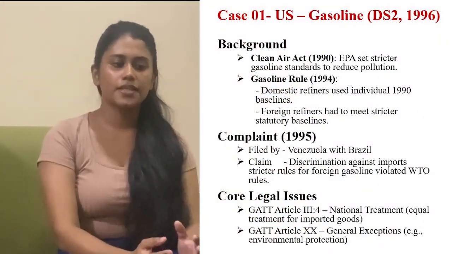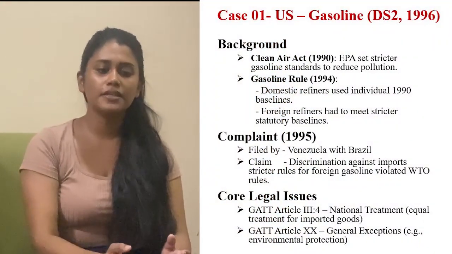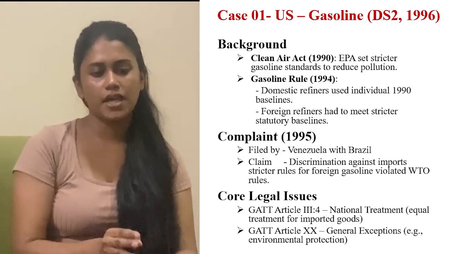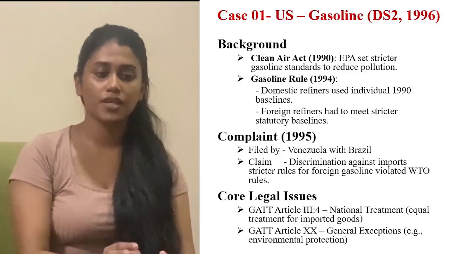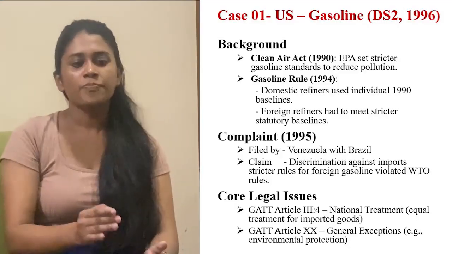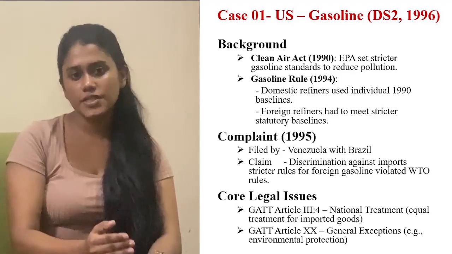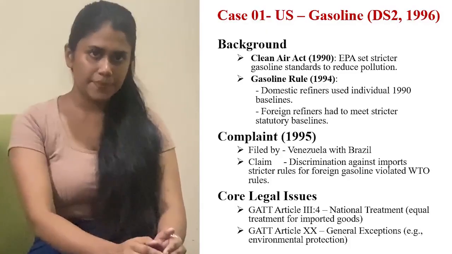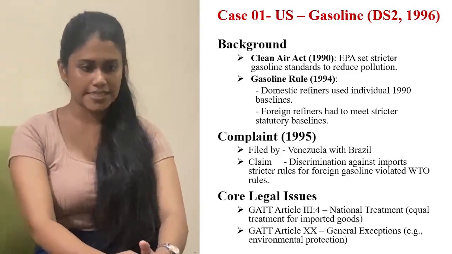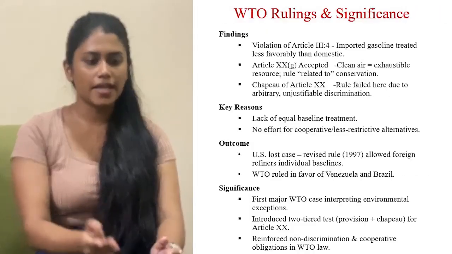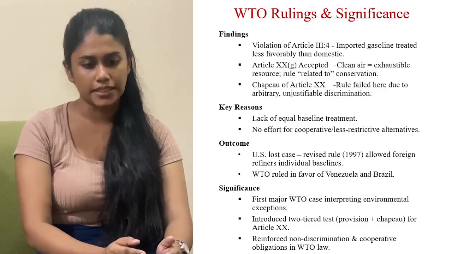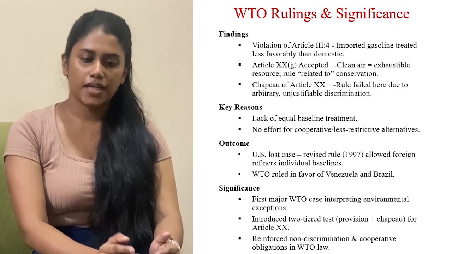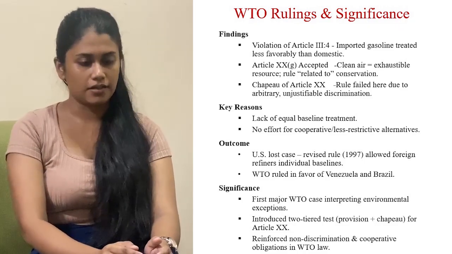In this case, the United States introduced environmental regulation for cleaner gasoline, but here's the catch: they made the rules stricter for imported gasoline than for domestic fuel. Venezuela and Brazil challenged it. From a legal perspective, the World Trade Organization ruled the US was in violation of Article 3 of GATT, which ensures equal treatment for foreign and domestic products.